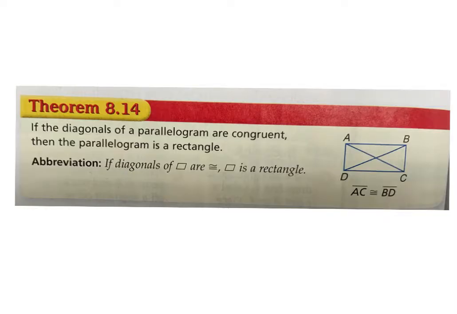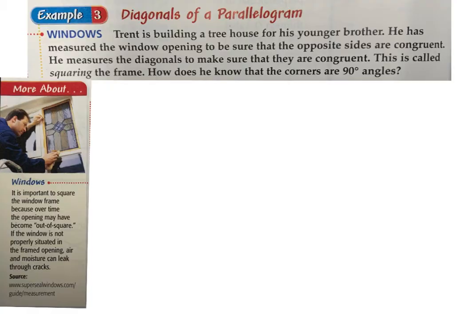And the one way you can prove it is if the diagonals are congruent. If you have congruent diagonals, then you can say, well, this is a rectangle or at least a type of rectangle. And so one of the things they use in building is what's called squaring a window. And we'll get to what a square is. A square is actually a more defined version of a rectangle.